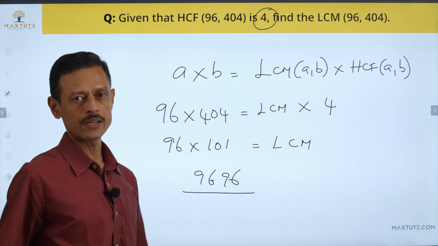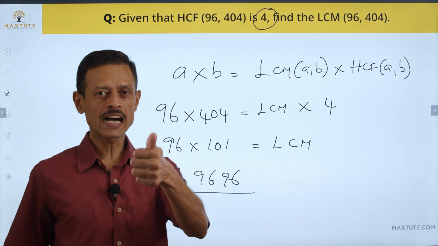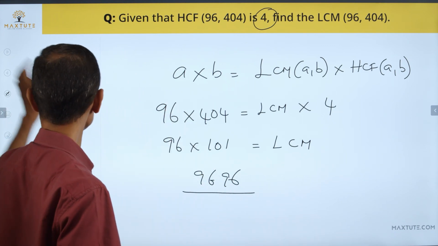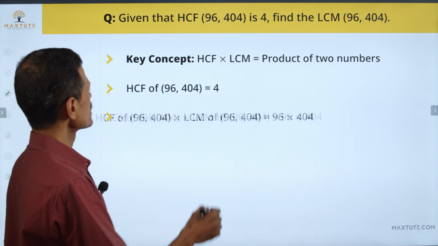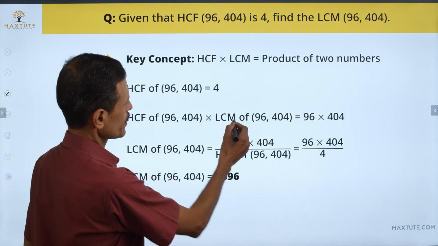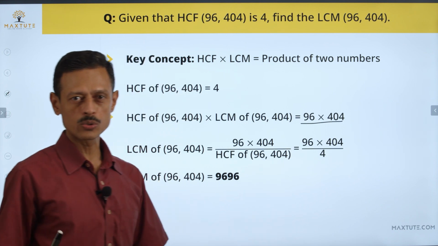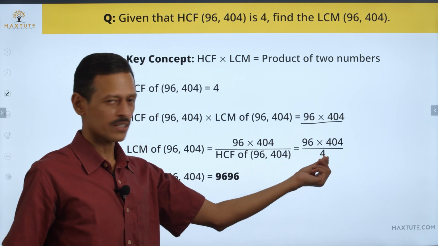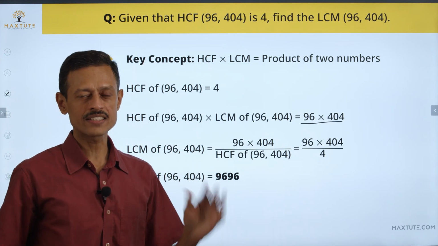This is what we need to find out, right? You write this rule, you get half a mark. You compute the answer, you get another half a mark. Quickly summarize it in the printed form. The key concept is HCF into LCM is equal to the product of the two numbers. HCF is known, which is equal to 4. So, LCM is nothing but the product of the numbers divided by 4, which is equal to 9696.